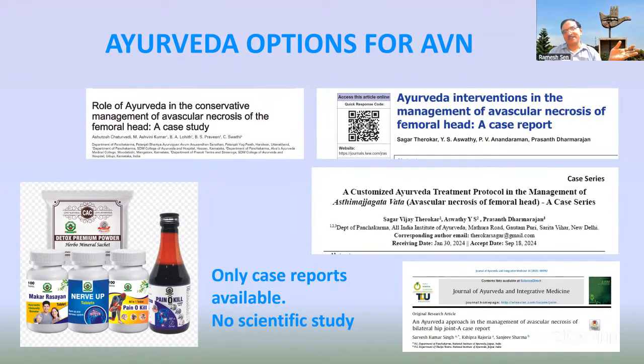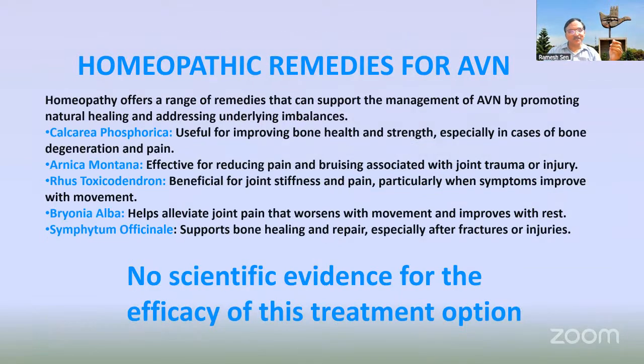As a person, we try to look for other options also. As I was interested in AVN, I looked at whether we have anything in Ayurveda. There are a few case reports only, so you cannot take them as a study. There is no scientific study. Then we looked at homeopathy. Again, there are people who are advising different things, but no scientific evidence to date.